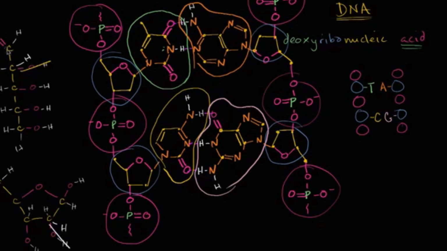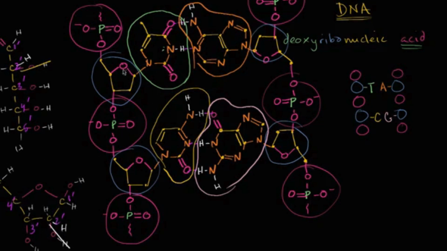But let's actually number them. So this is the 1' carbon starting at the carbonyl group. Let me do that in a different color. So this is the 1' carbon, and I'm just numbering them starting at the carbonyl group. 1', 2', 3', 4', 5'. And then when you look at it as a ring, this was the 1', this is the 2', this is the 3', this is the 4', this is the 5'.